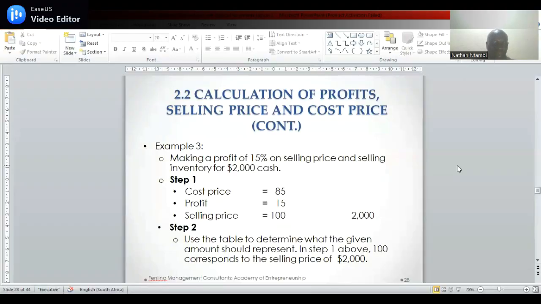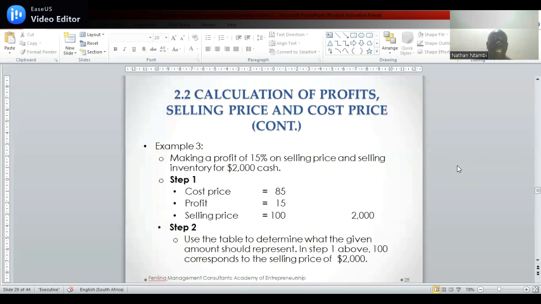Example 3, making a profit of 15% on selling price and selling inventory for 2,000 cash. Because the question is talking about making a profit of 15% on selling price, we will be given 100, and the profit is 15. Then cost price is going to be 85. But the inventory was sold for cash 2,000. So 2,000 corresponds to 100.